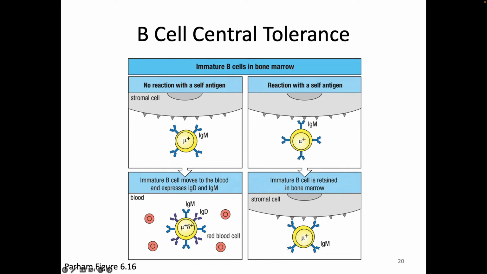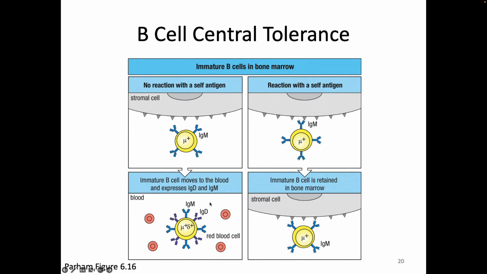So you can see this view from your textbook here. If our B cell in the bone marrow does not interact with the self-antigen, it leaves the bone marrow, expresses IgM and IgD, and we all live happily ever after. If, however, that B cell does interact with the self-antigen in the bone marrow, then it is retained in the bone marrow so that one of these 3 things can happen to it.